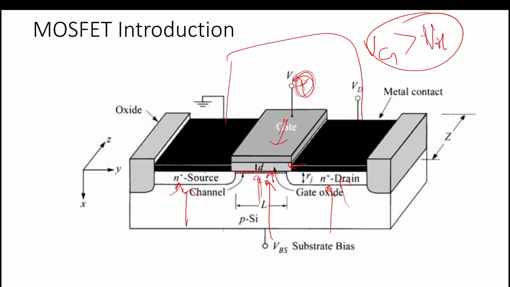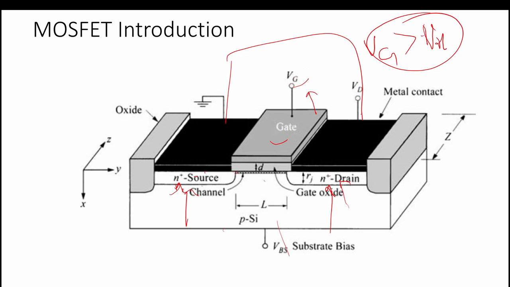This channel can only be created with the application of bias at the gate. If we remove the gate bias, or the gate bias is not sufficient to invert the channel, to create a very thin sheet of electrons at this point, there won't be any connection between the source and drain.